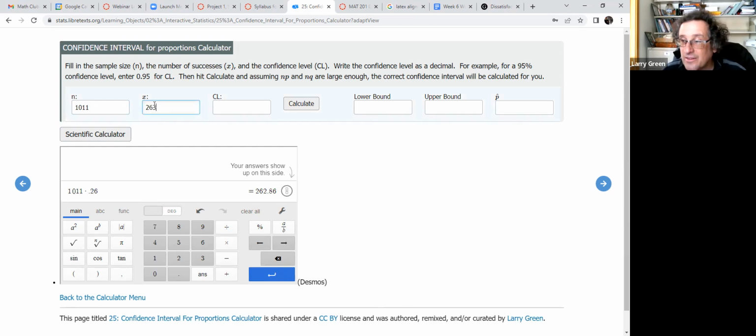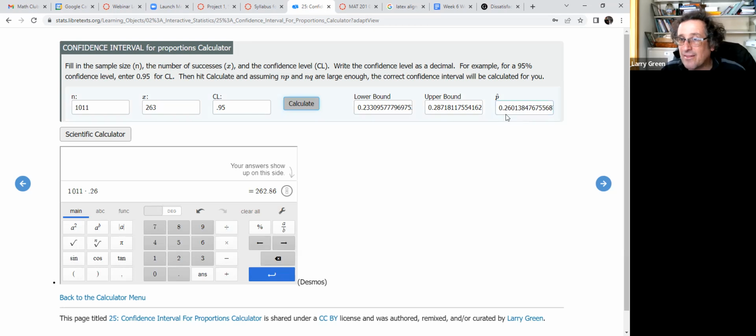Any questions on that? Confidence level, 95%. And I hit calculate. The lower bound is 0.23. The upper bound is about 0.29. So actually, the margin of error is not 4%. Margin of error is 3%.